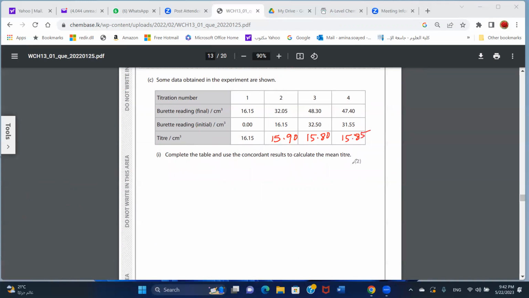Okay, so what are the concordant titers here? 2 and 3 and 4. Yes, excellent. We can take them all because they are plus minus 0.2. And so the mean titer will be 15.9 plus 15.8 plus 15.85, which gives 15.85.